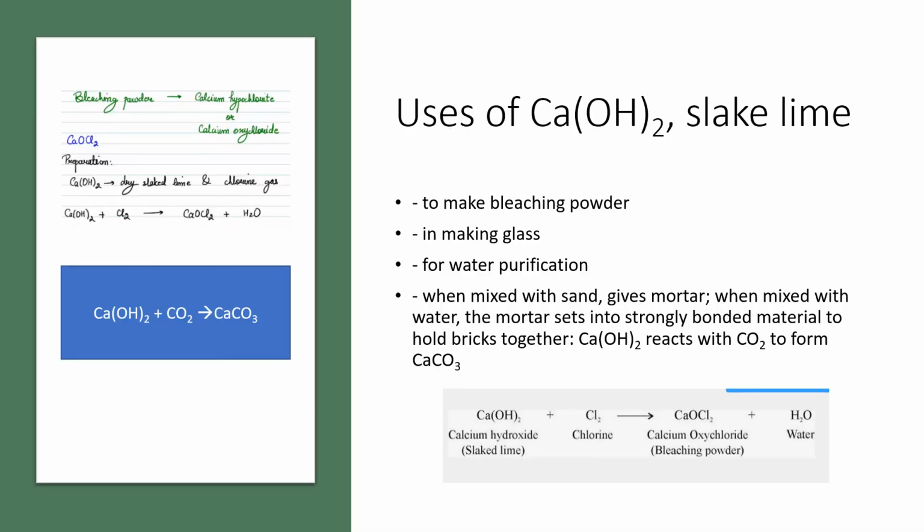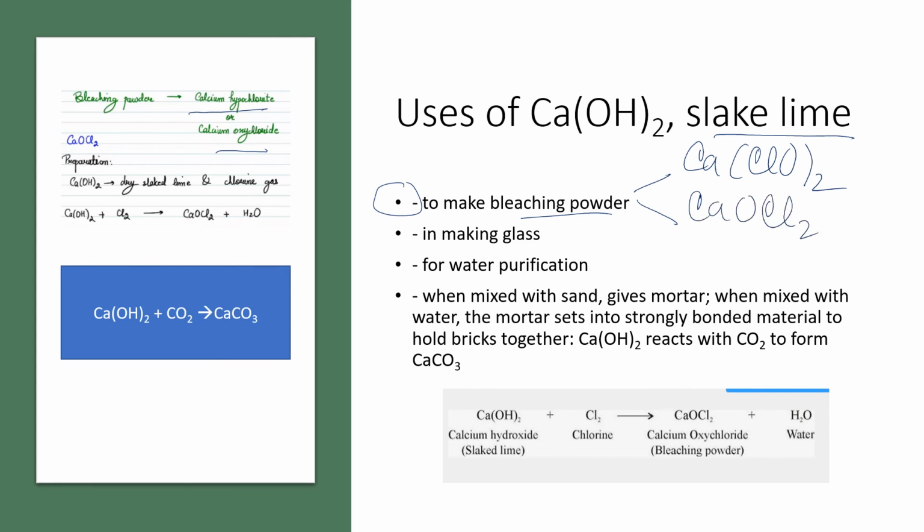The uses of Ca(OH)2, slaked lime. The first is to make bleaching powder. It can be as calcium hypochlorite, Ca(ClO)2, or as calcium oxychloride, or CaOCl2. The second is in making glass, the third is for water purification, and then the other use.